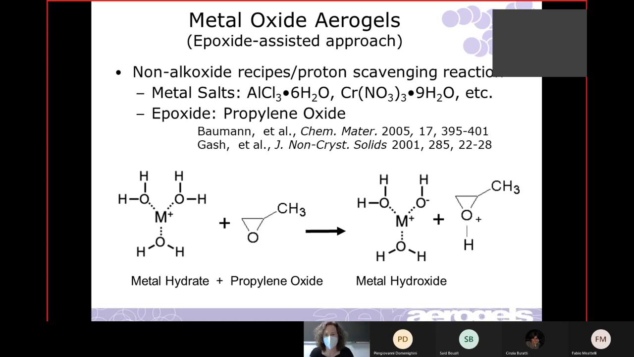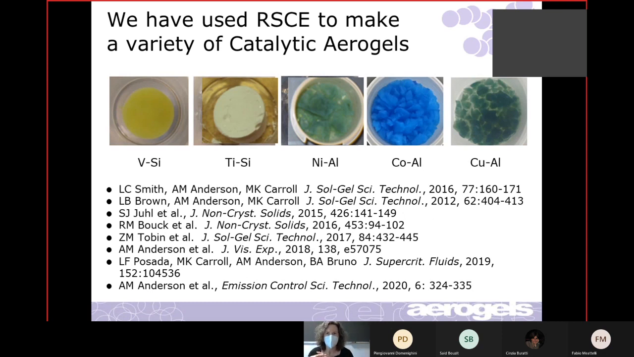Now, we've used our rapid supercritical extraction method to make a variety of catalytic aerogels, some of which involved the chemistry I just showed you. For example, nickel-aluminum, cobalt-aluminum, and copper-aluminum aerogels, which have different colors based on the transition metals: nickel, cobalt, and copper. These were all made using the epoxide-assisted approach. We've also made vanadium silica and titanium silica aerogels using the silica chemistry that we talked about, more of an alkoxide-based approach.